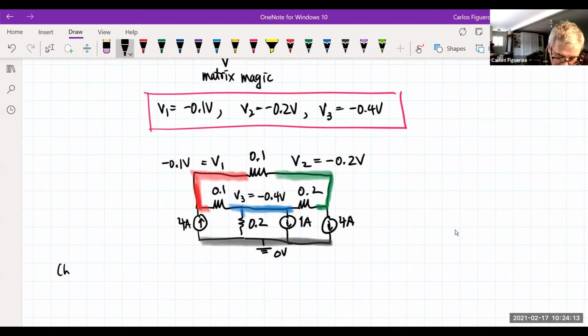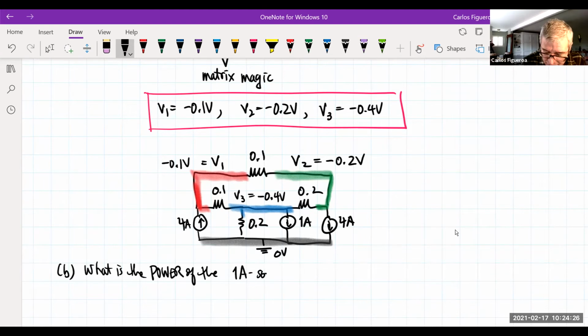So then the question that we're asking here is, what is the power of the 1 amp source? In other words, what's the power of this guy? We know that it must be the voltage of the 1 amp source times the current of the 1 amp source. Clearly, we know what the current is. So look at the current here. How is the current flowing? Well, when I look at the current source, this is what you're seeing.